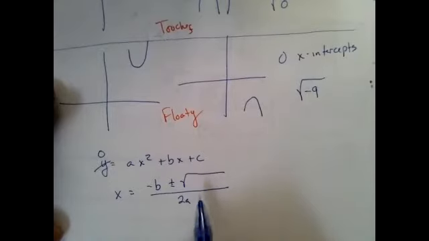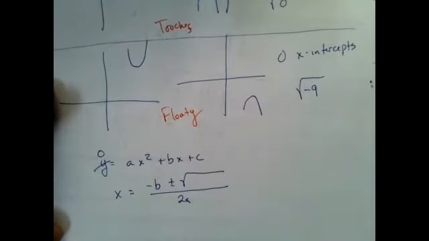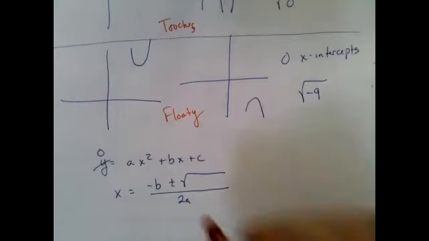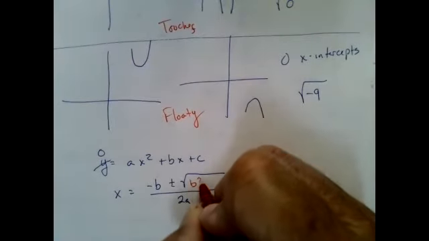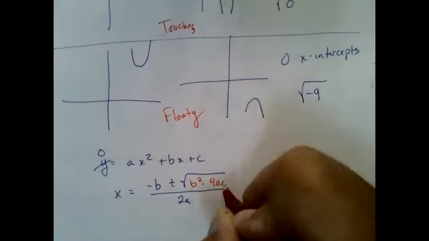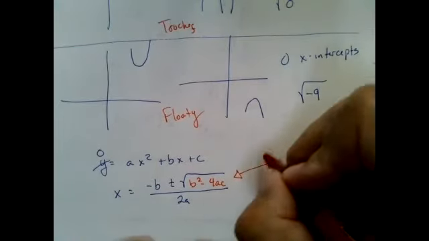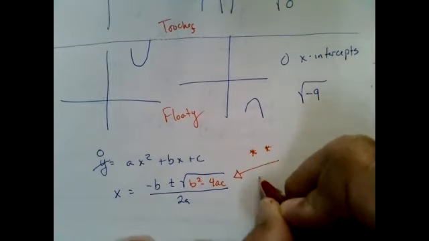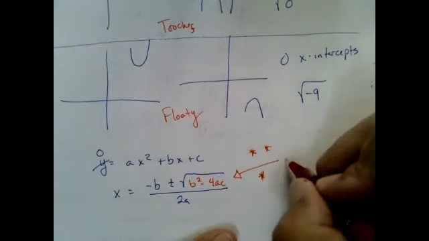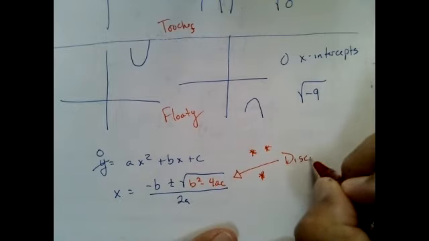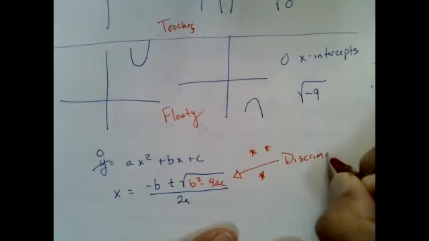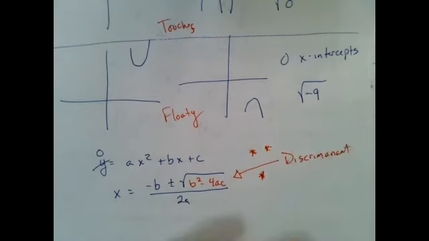If it's 0, and if it's negative, I would have no x-intercept. So this guy inside of here, the square root of b squared minus 4ac, that guy was important. This guy has a name. It's the discriminant. After about 2 syllables, I'm done. But it's called the discriminant.